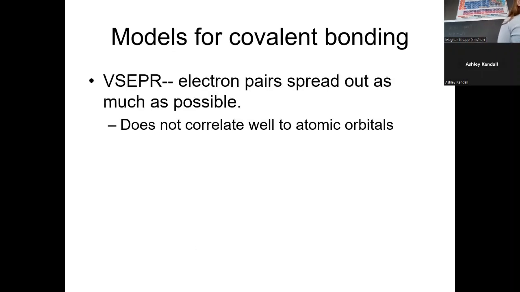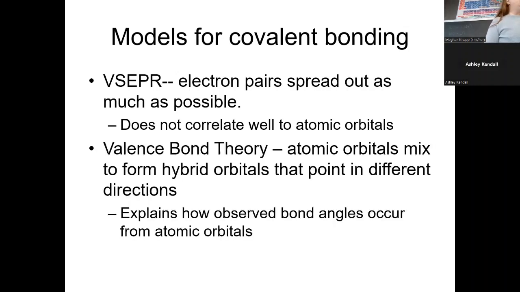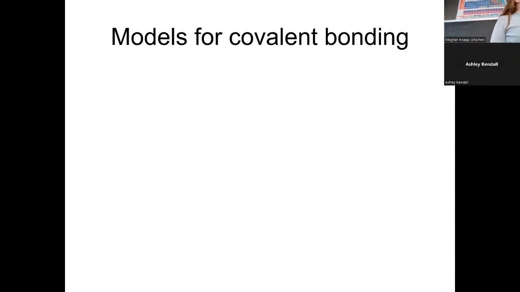VSEPR theory spreads out our electron pairs, but it doesn't correlate to the atomic orbitals. So we needed something that had atomic orbitals involved. So valence bond theory said, okay, let's make hybrid orbitals out of those atomic orbitals. Now this is on Canvas, so if you can't get this all written down or want to go back and look at it, you can. All right, so this enables us to talk about the shapes, even though the atomic orbitals have different angles.